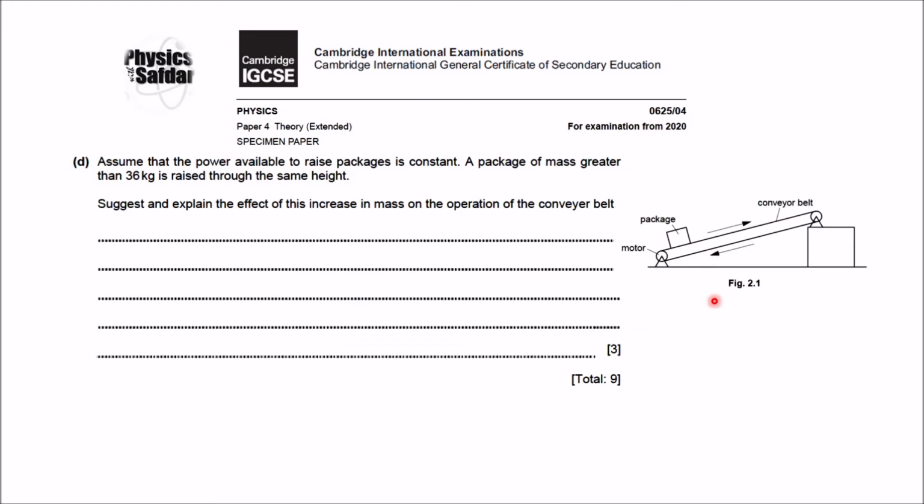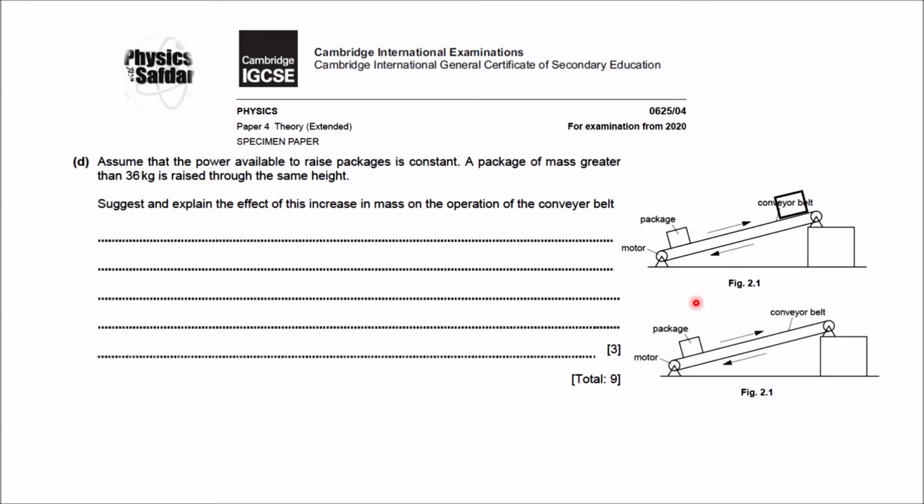In the first case, the mass of the package was 36 kg and the object was raised up to this height. But in the second case, you want to lift the object up to the same height, but this time the mass is greater than 36 kg, like this. So in this case, what would be the working of the conveyor belt? And it is given the power of the motor is not changing, it is constant.